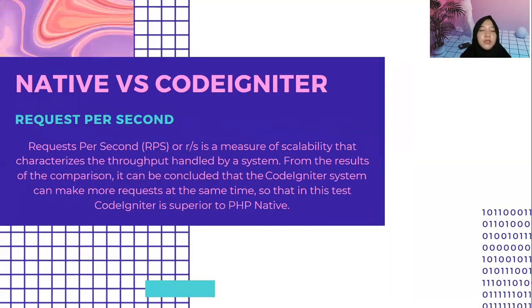Then request per second, or RPS, is a measure of scalability that characterizes the throughput handled by a system. From the result of the comparison, it can be concluded that the CodeIgniter system can make more requests at the same time. So in this test, CodeIgniter is superior to PHP native.